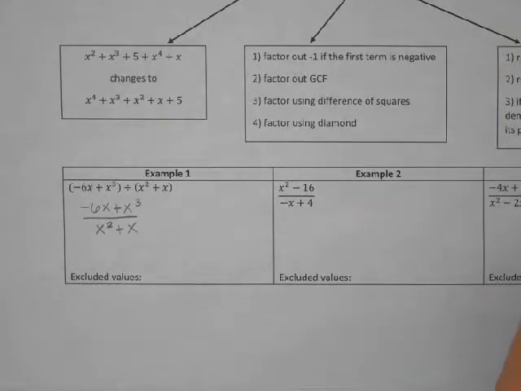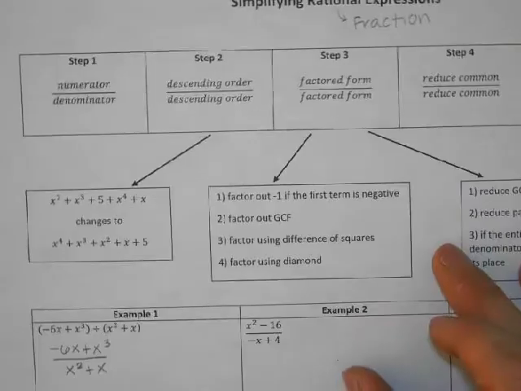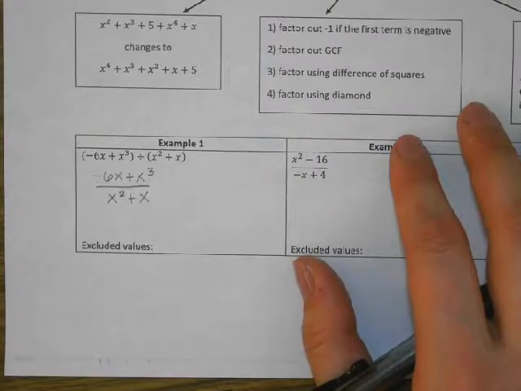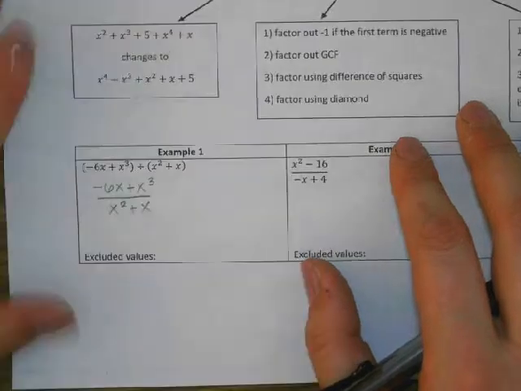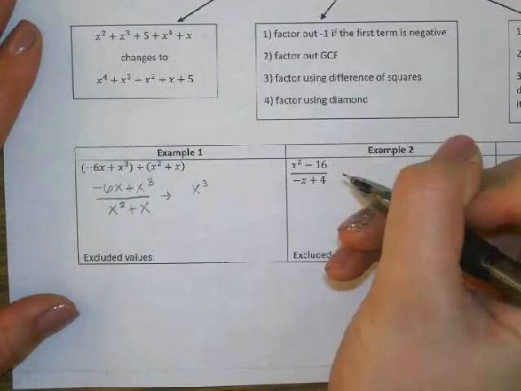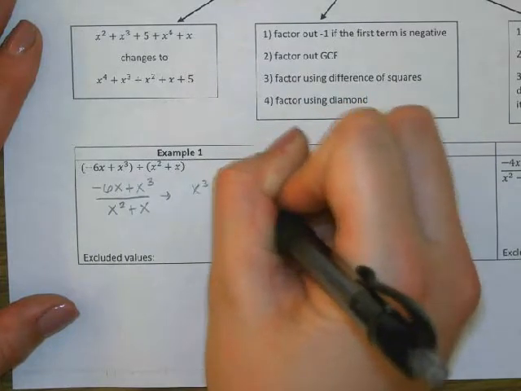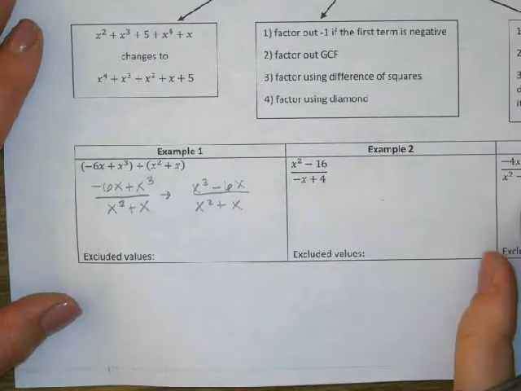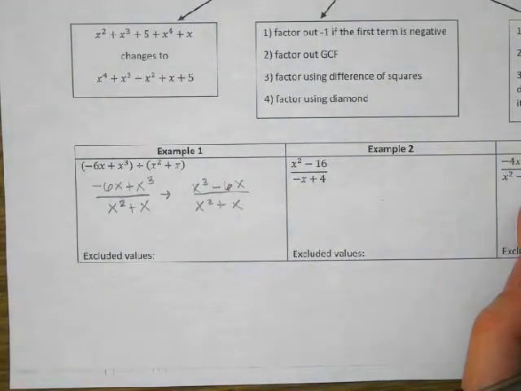Step 2 says to write the problem in descending order. So what I mean by that is put it in the correct order so that your highest exponent comes first, and then your next highest exponent, and then your next highest exponent, and so on. So if you look at example 1, is it written in the correct order? No. So how should we fix it? x to the third is first, plus negative 6x, then over x squared plus x. Marvelous. So we put it in the correct order. That's step 2.